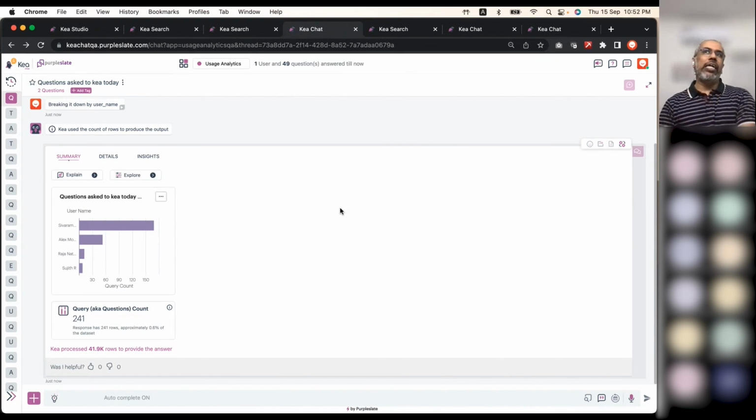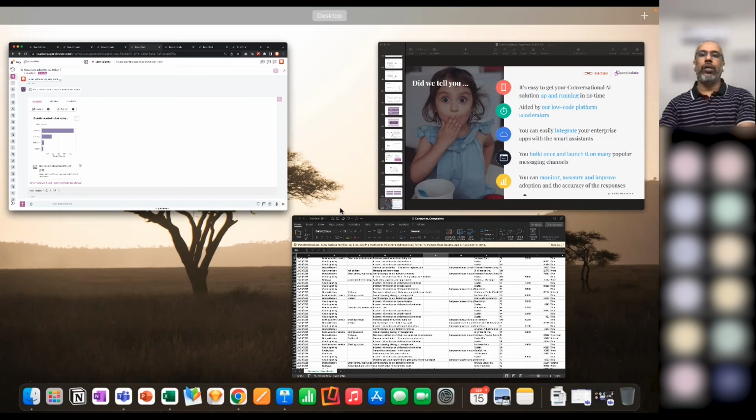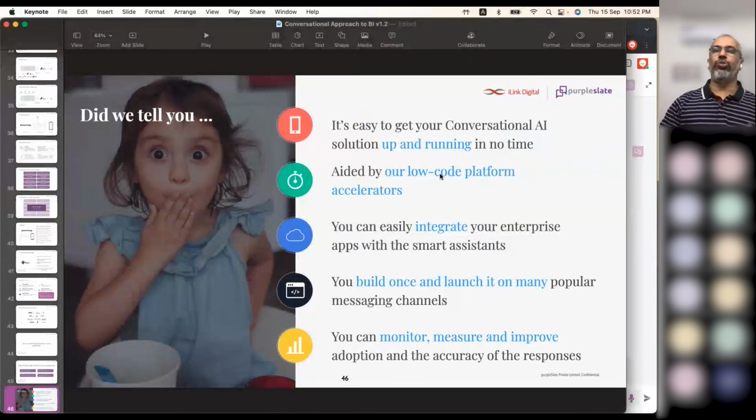So basically the idea is that any data, irrespective of whatever the data is, can be trained on Kia and used to get answers, right? That's the whole idea behind it.